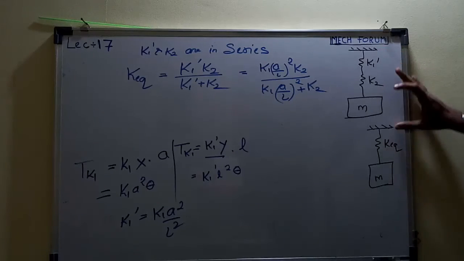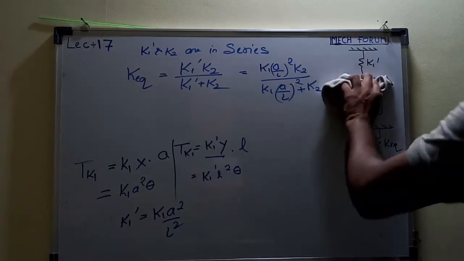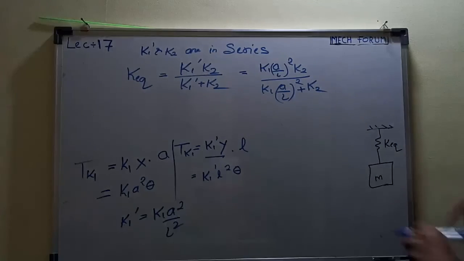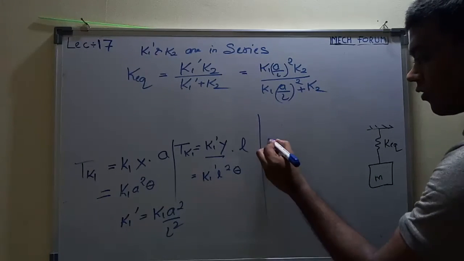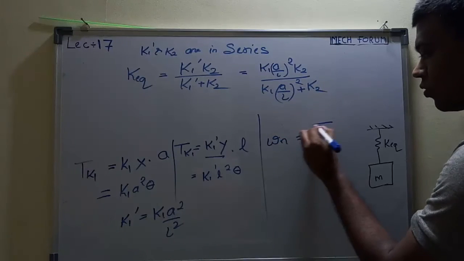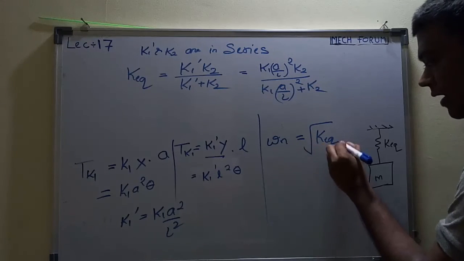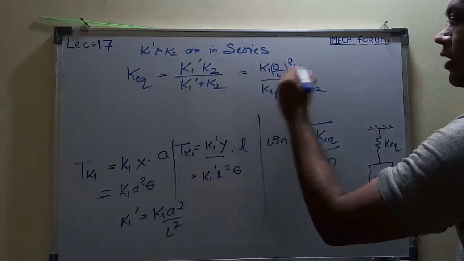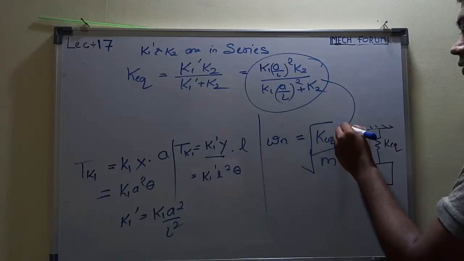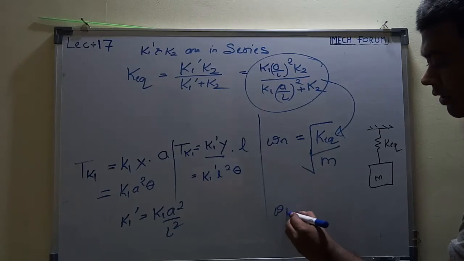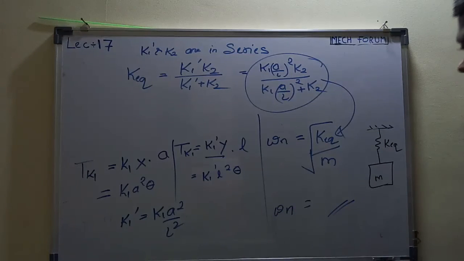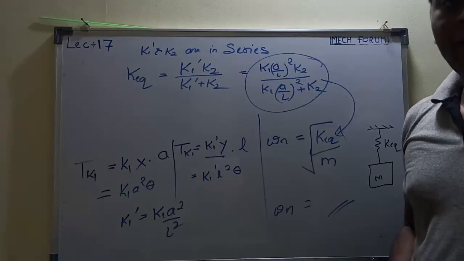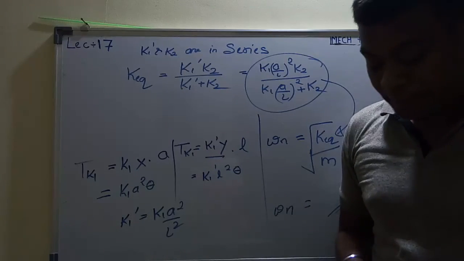Now this is done. For this we have the formula omega n as under root of K equivalent by M. Substitute the value of K equivalent at this location and you will get the value of omega n. So hope after understanding numerical number 15, numerical number 17 will not be a problem.